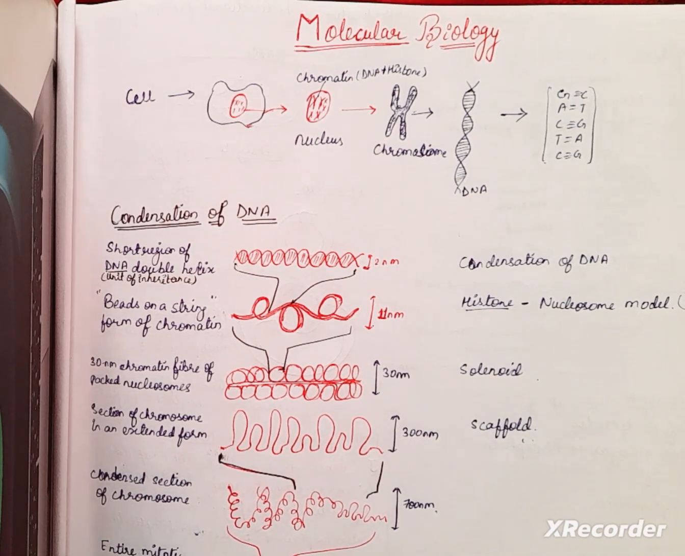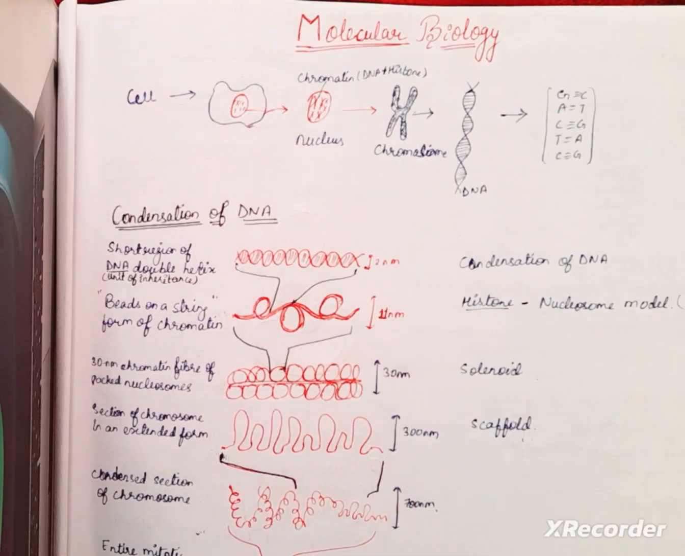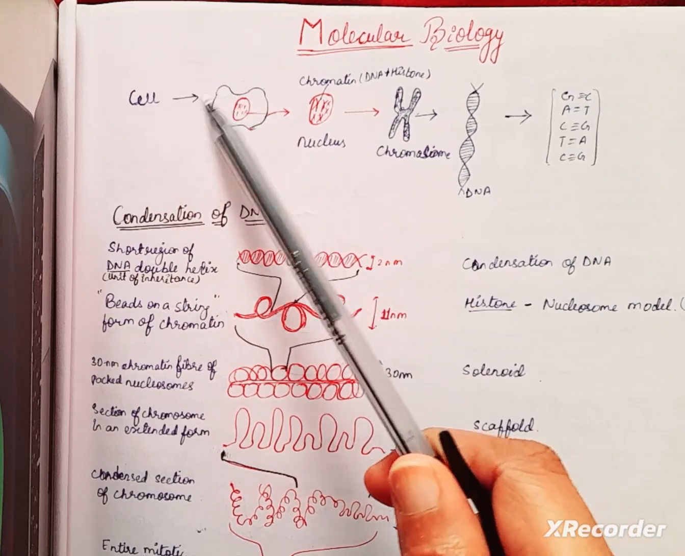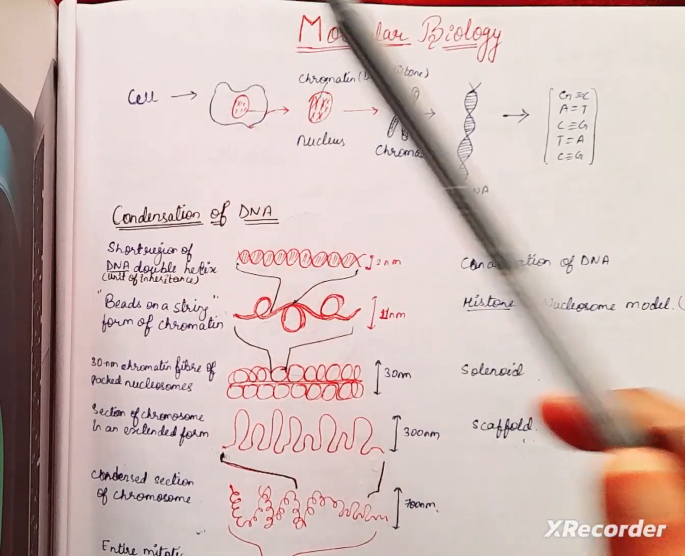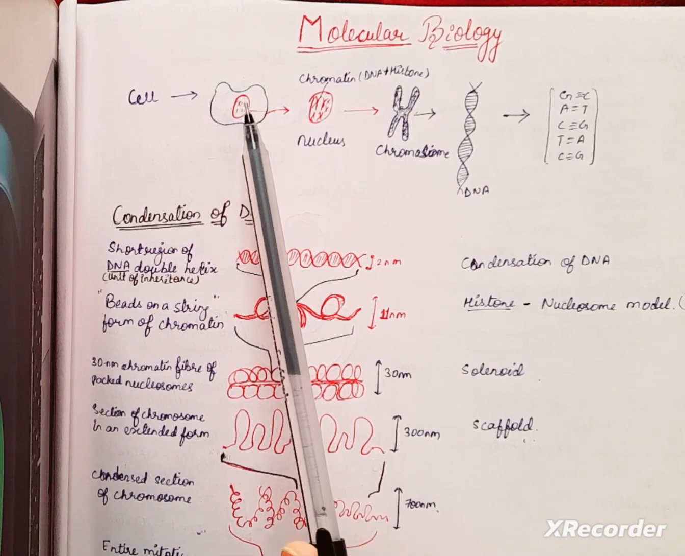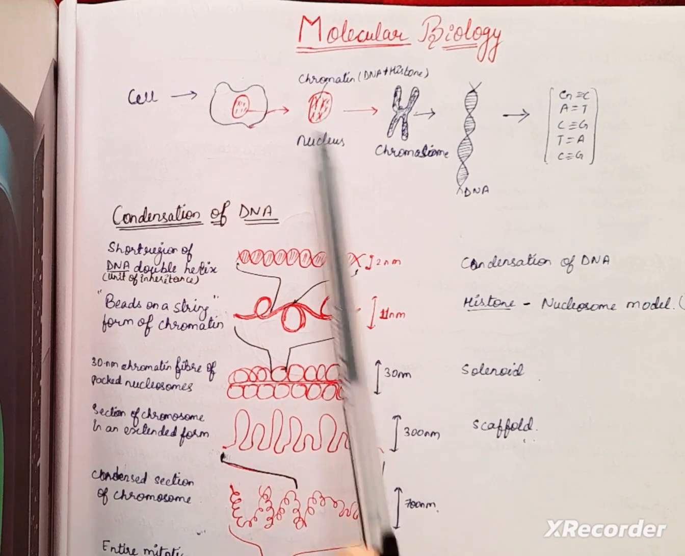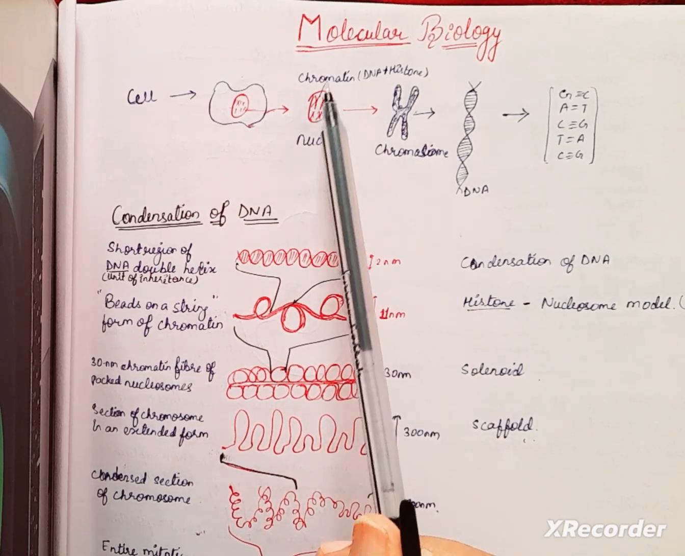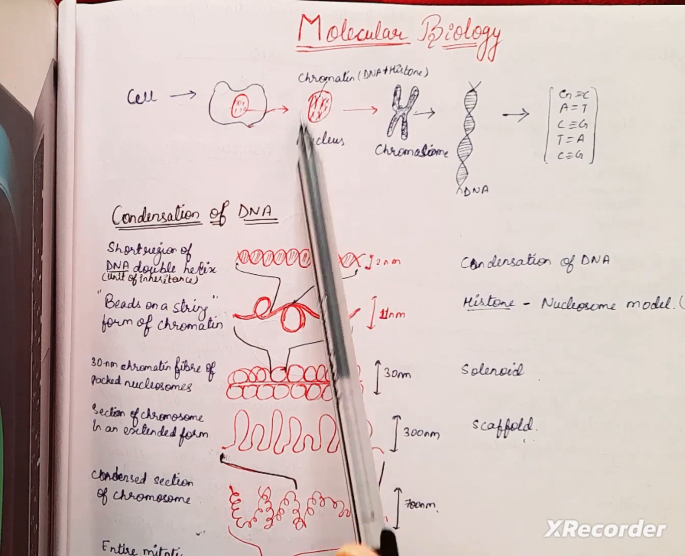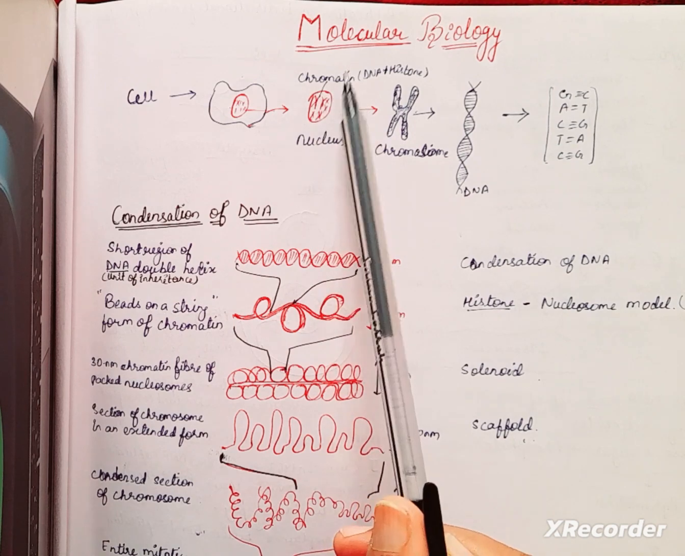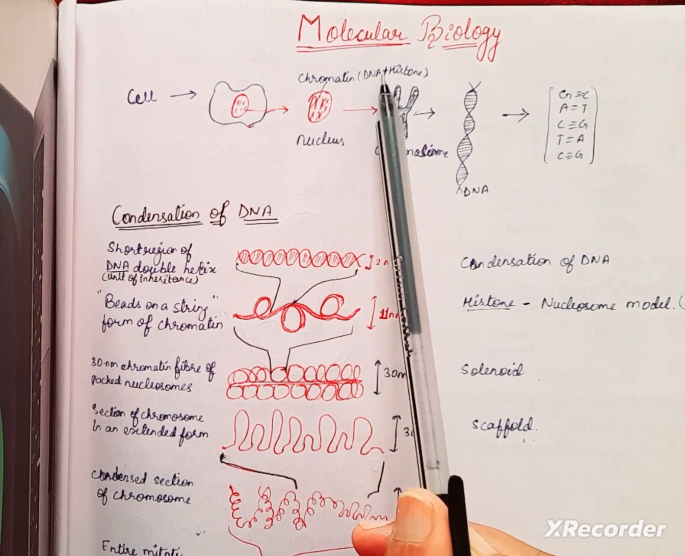So firstly, where is DNA present? DNA is present inside the cell. Inside the cell there is a nucleus, and inside the nucleus DNA is present in condensed form. These are the chromatin fibers present inside the nucleus, which are made up of DNA and histone protein.